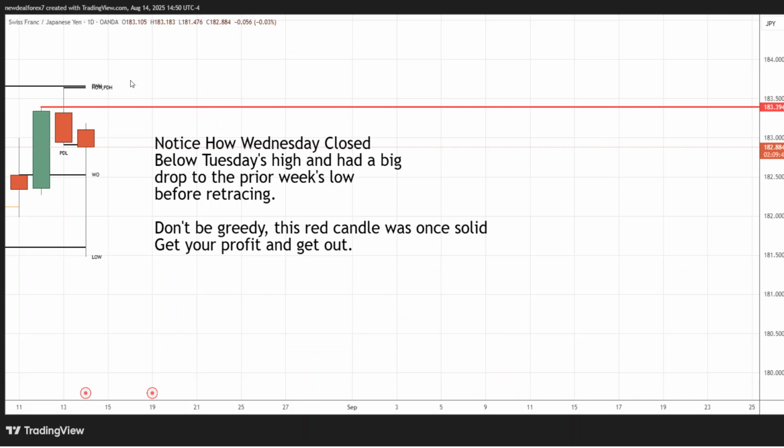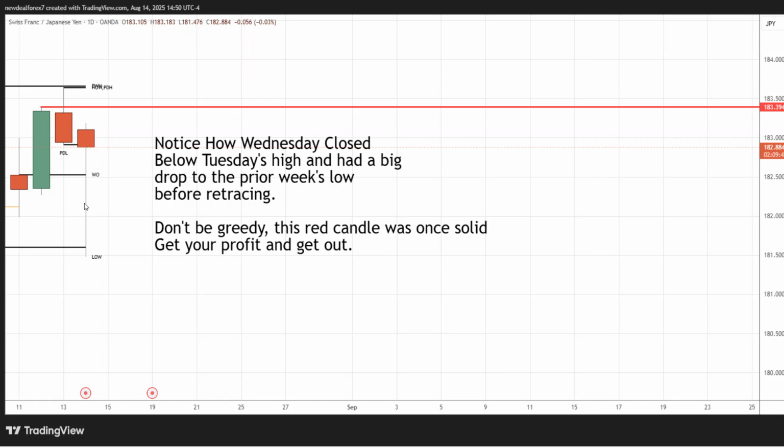And then as well, we have Swiss yen, where we have Monday, Tuesday, then Wednesday creating the high of the week, closing inside. This Swiss yen went all the way down to the prior low of the week and then started to retrace. But notice how once again, Wednesday closed inside of Tuesday's range. So we're expecting the continuation, which it did do. And then it started to come back up.